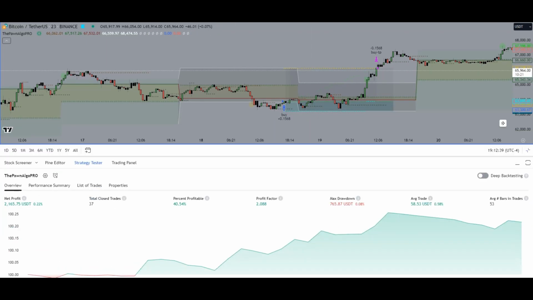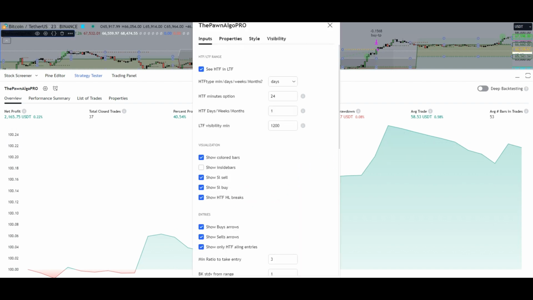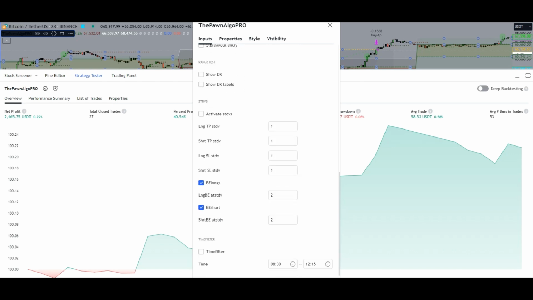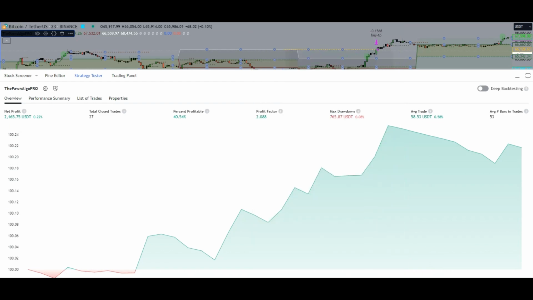The results are the following. We see an increasing mountain over time. 40% but with a 2.0 profit factor. The settings are these ones. In this case, we are only using type 4. After testing all types, 4 gives the best results, with a minimum of 3-to-1 ratio.